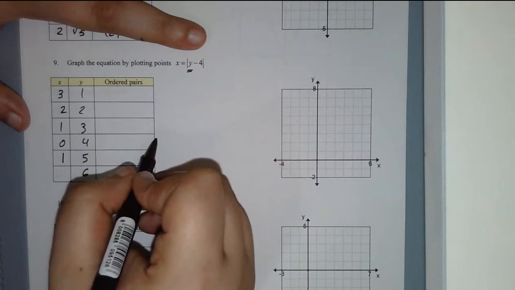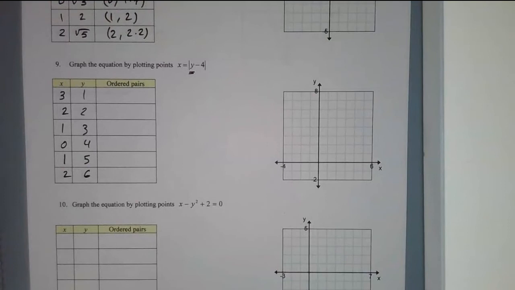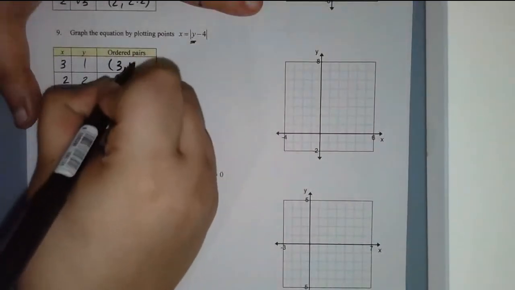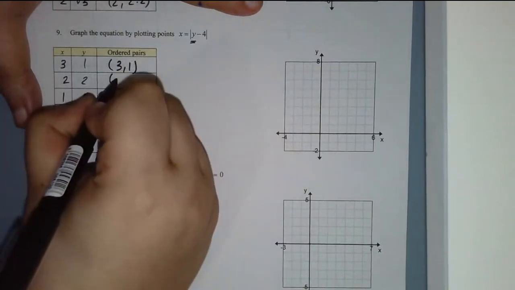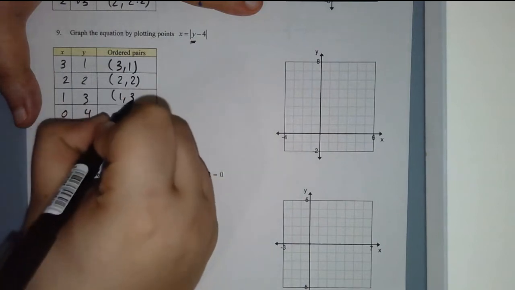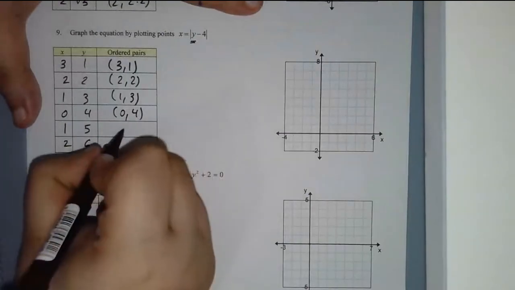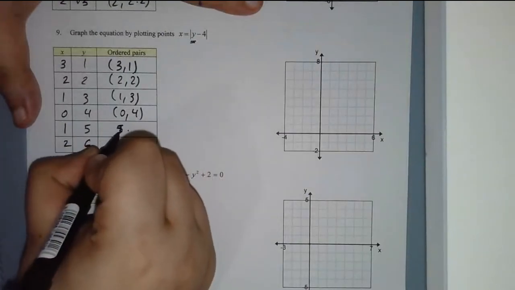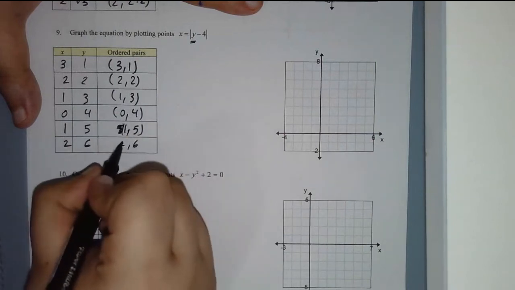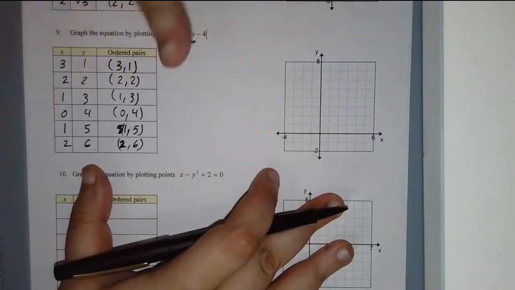6 minus 4 is 2. Absolute value of 2 is 2. So all good. All right. Now let's do my pairs. We have 3 and 1. 2 and 2. Right? 1 and 3. 0 and 4. 5. Oops, no, I mixed it up. 1 and 5. 2 and 6. Okay. Now let's plot.